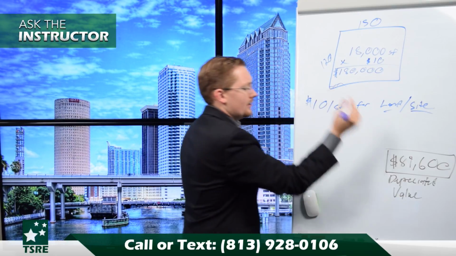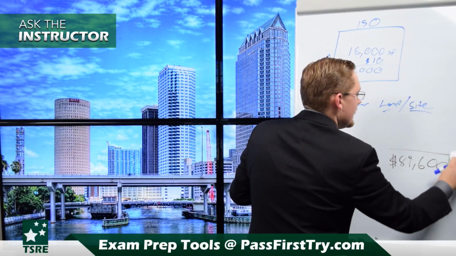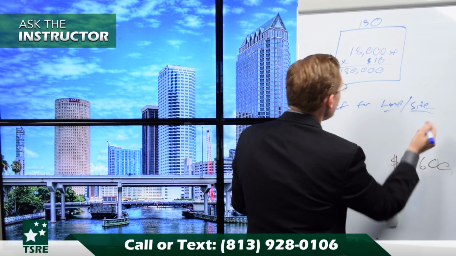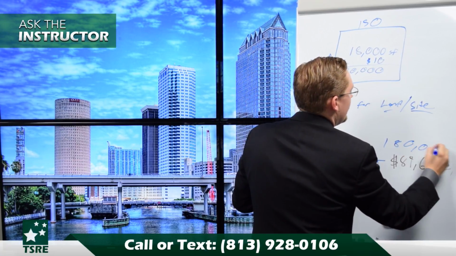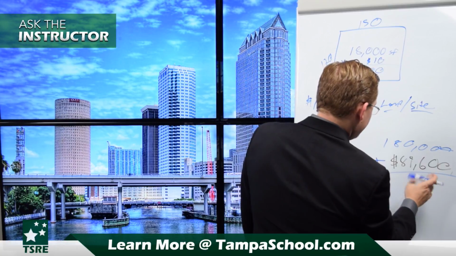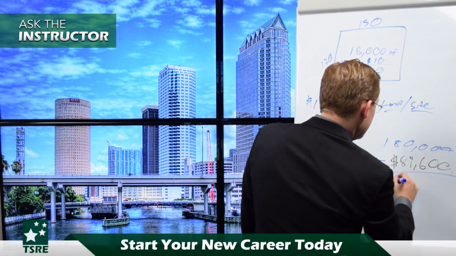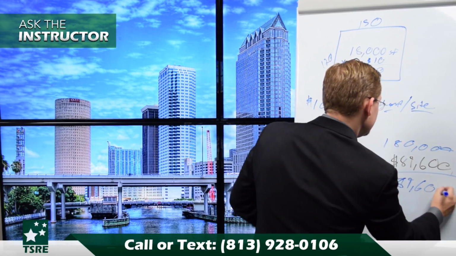So for finding our total value, what we're going to do is take this depreciated value we found, the $89,600, and add to that this $180,000 land value. And then we should end up with roughly, what is that, $269,600.